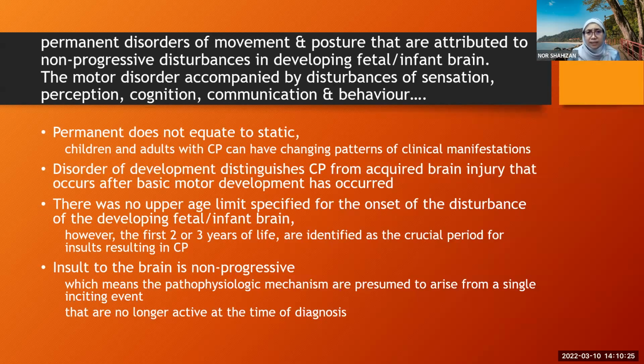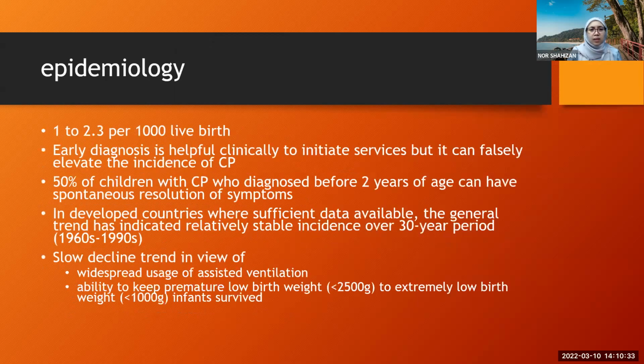So hopefully you understand, because the definition is too long. So what is the epidemiology for CP? It's been said that about 1 to 2.3 per 1,000 live births happen.